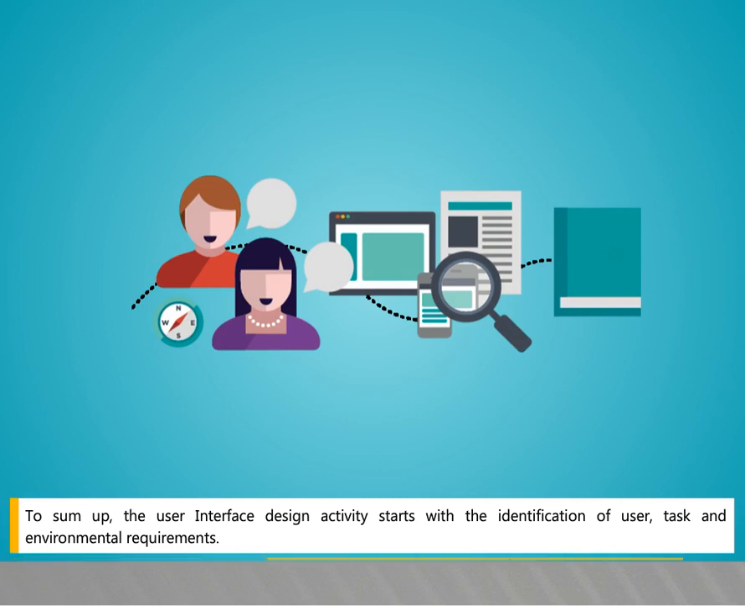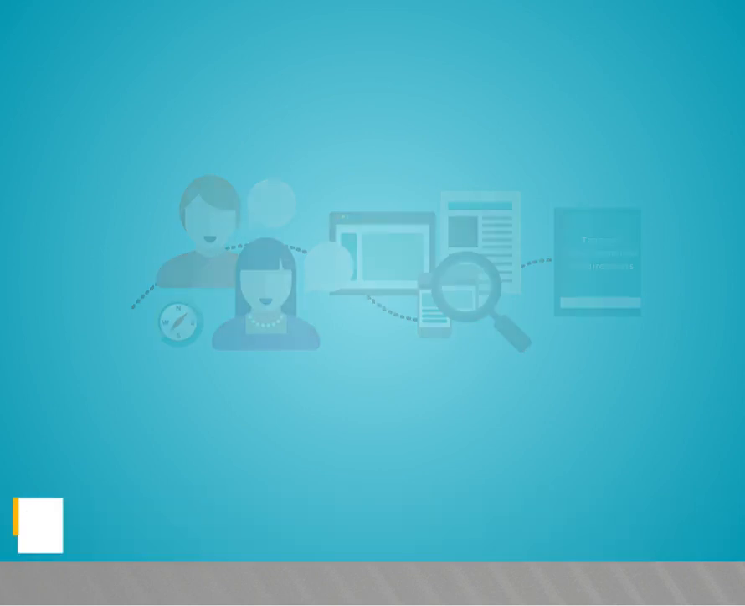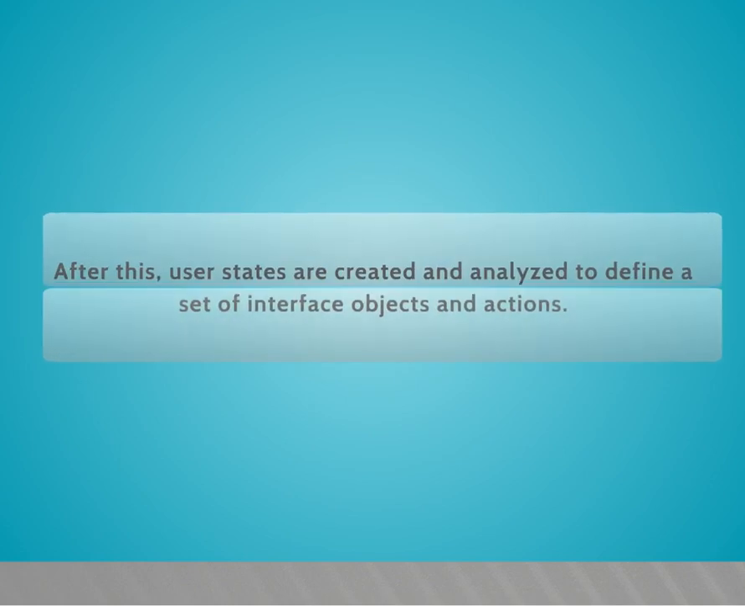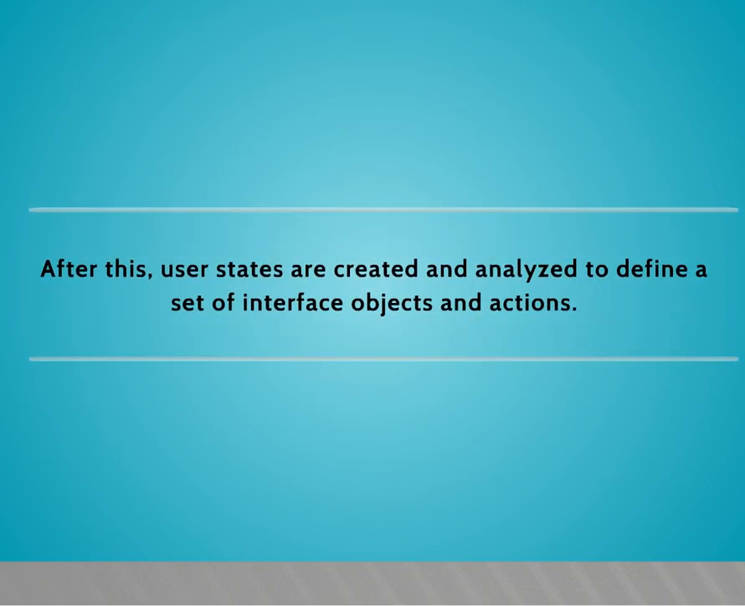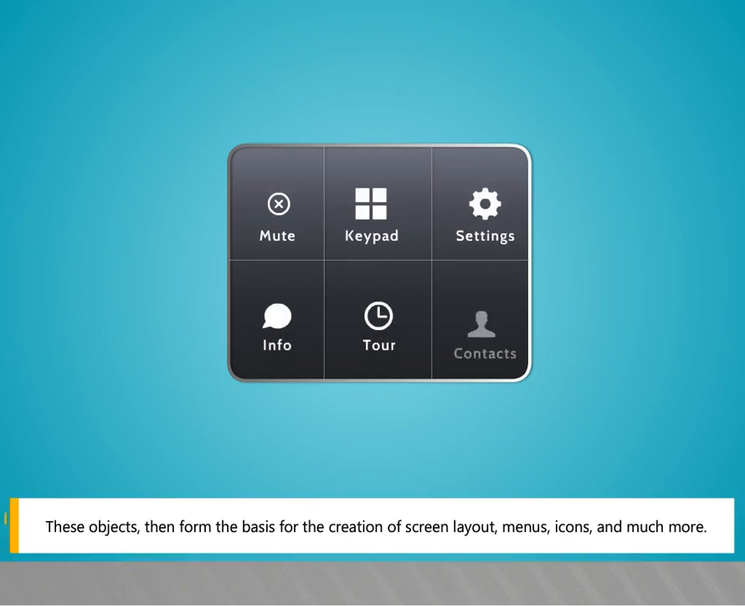To sum up, the user interface design activity starts with the identification of user, task, and environmental requirements. After this, user states are created and analyzed to define a set of interface objects and actions. These objects then form the basis for the creation of screen layout, menus, icons, and much more.